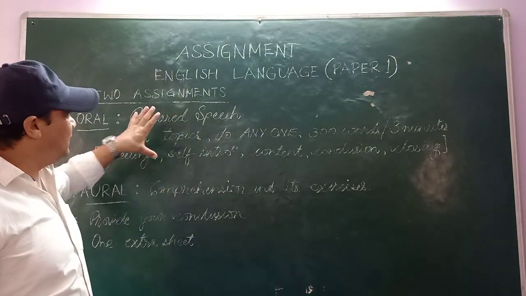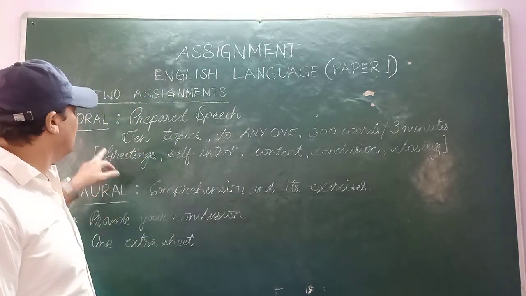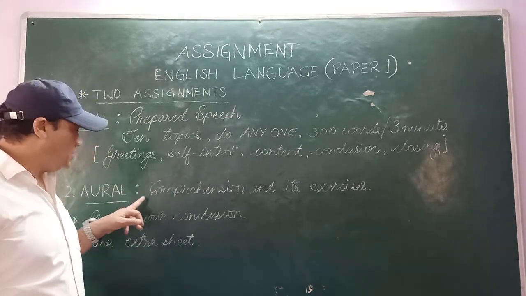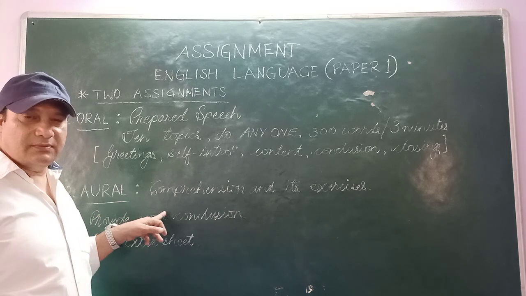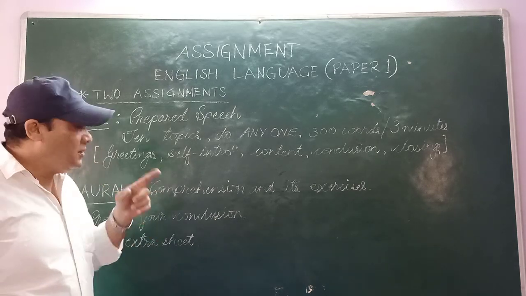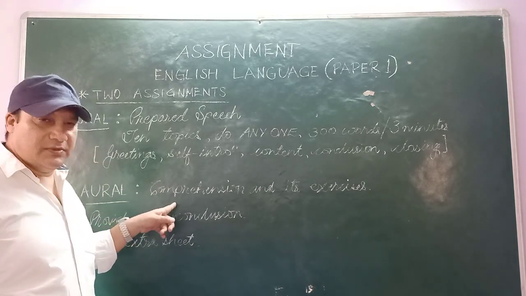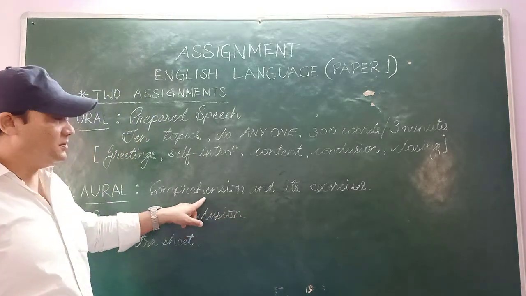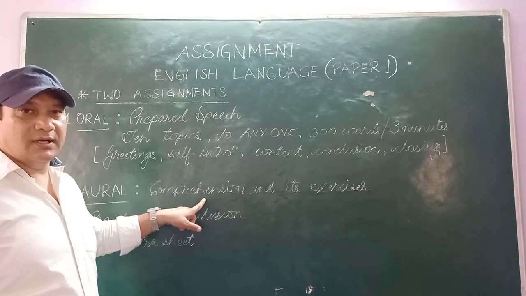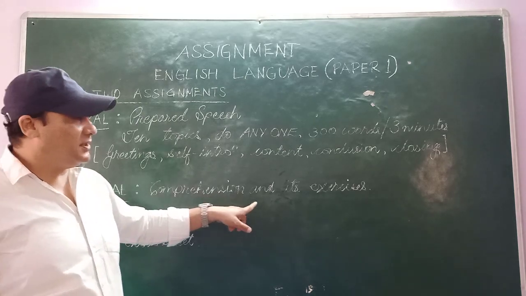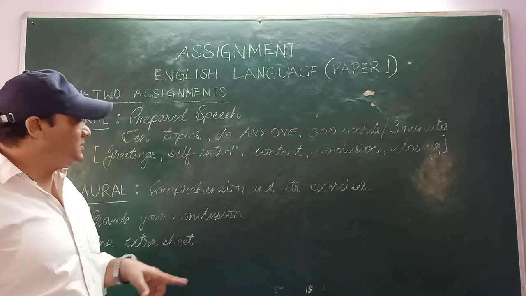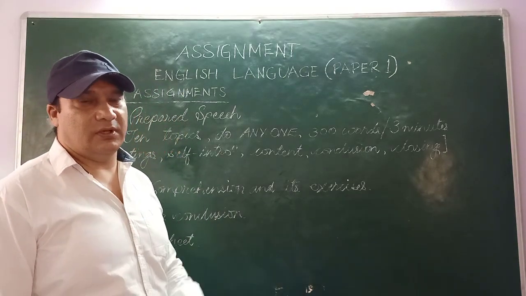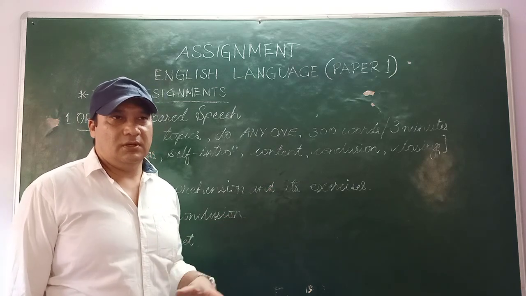So after you have done this prepared speech, which is your oral assignment, we move on to the next assignment, that is the other oral assignment. And in this assignment, since it means hearing, we are given a prescribed syllabus for the assignment, that is comprehension or understanding, as we all know, and its exercises. This is the same thing that you do in your question paper. The last question that you have, comprehension, where prose is given, a story is given.